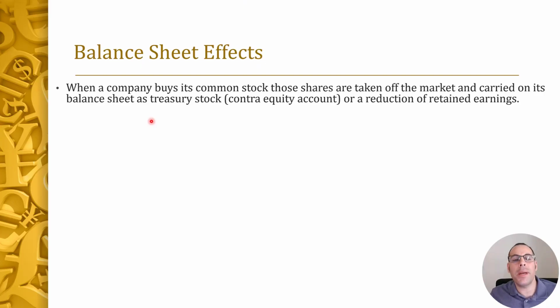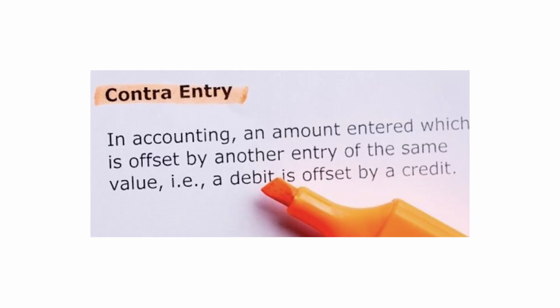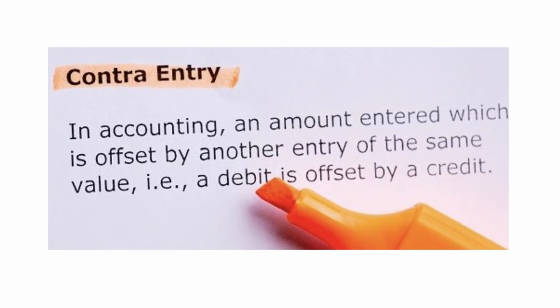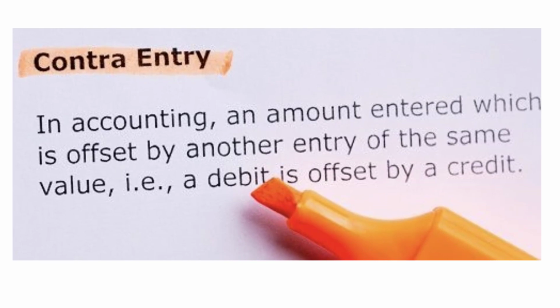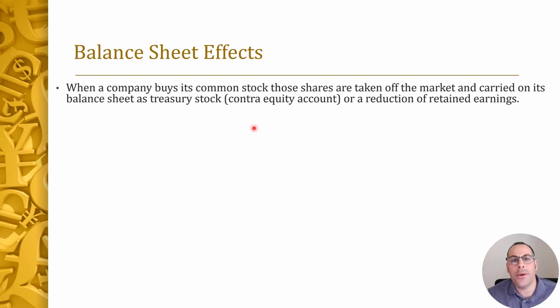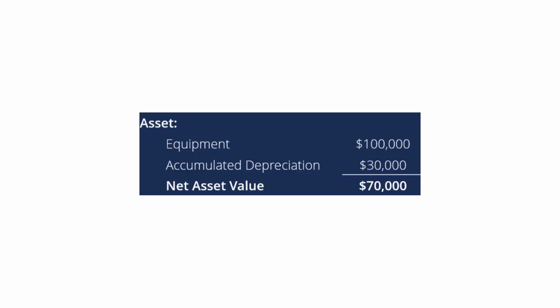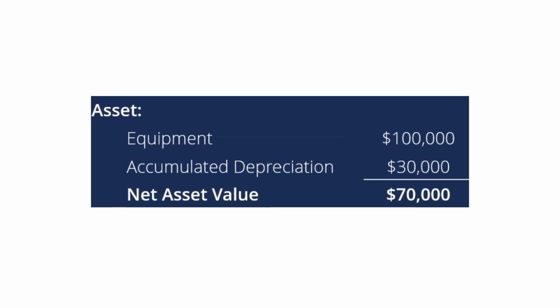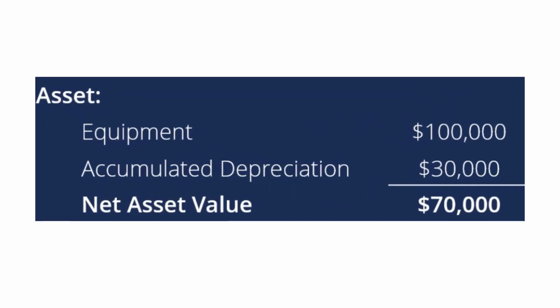So as you know, when a company buys back its common stock, those shares are taken off the market and carried on the balance sheet as treasury stock. Or the company reduces their retained earnings. Treasury stock is a contra equity account, so it acts the opposite of a traditional equity account. A contra account is used in a general ledger to reduce the value of a related account. When you net together the contra account and the related account, then you get the true value on the balance sheet. For example, accumulated depreciation is a contra asset account that's netted against a certain asset.